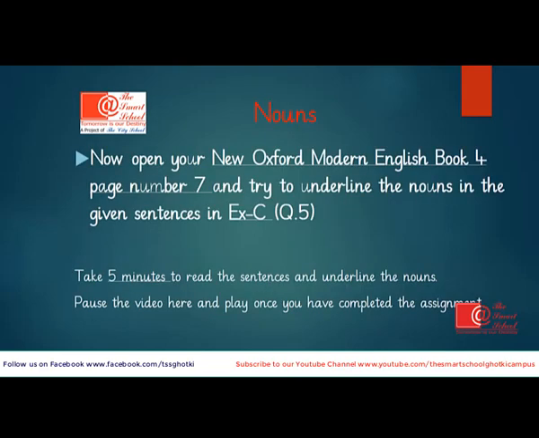Now, after we have picked out the nouns from the given words, let's see if we are able to do page number 7 of our Oxford English book. Take out exercise C and question number 5. You have to underline the nouns in the given sentences. You can take 5 minutes to read the sentences and then you can underline the nouns.